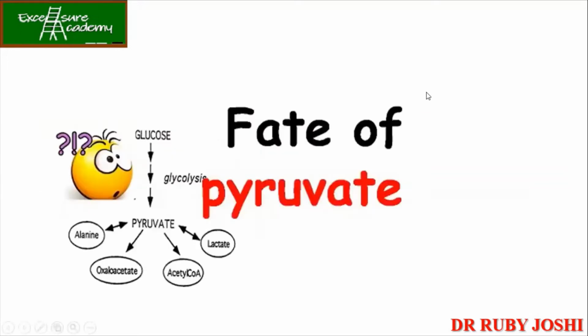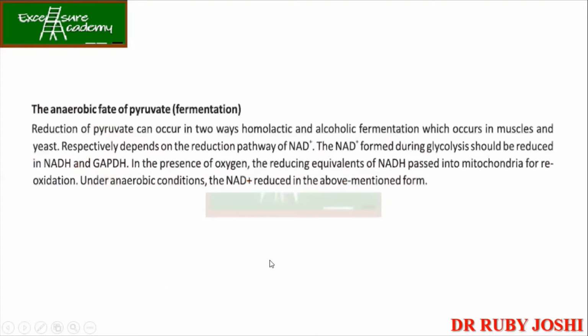Okay, so now we are going to discuss the fates of the pyruvate. So pyruvate can either become acetyl CoA, which will enter the Krebs cycle and give you another huge amount of energy, or it can become lactate or ethanol, oxaloacetate or alanine. Depending on the conditions, aerobic or anaerobic, we are going to talk about the fate of pyruvate. So let's talk first about the anaerobic fate of pyruvate. That is fermentation. The reduction of pyruvate can occur in two ways: homolactic and alcoholic fermentation.